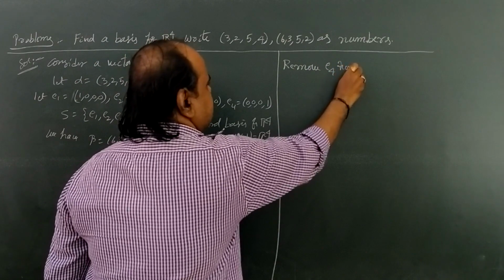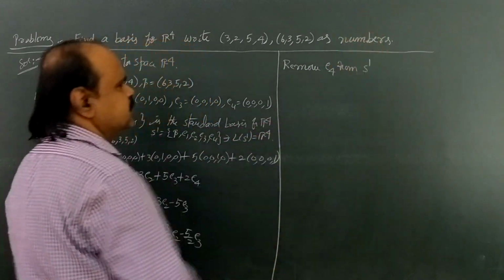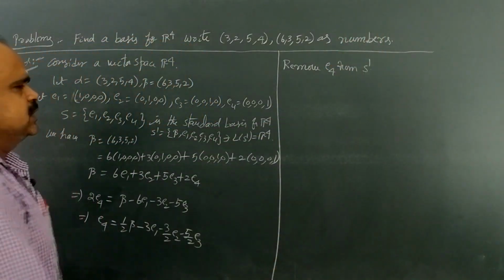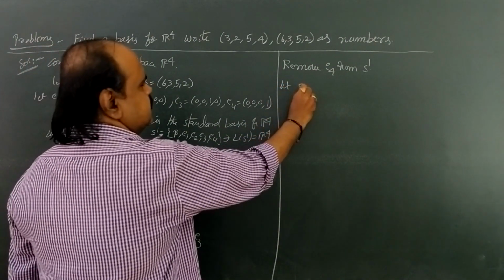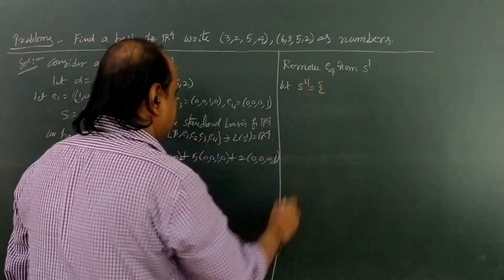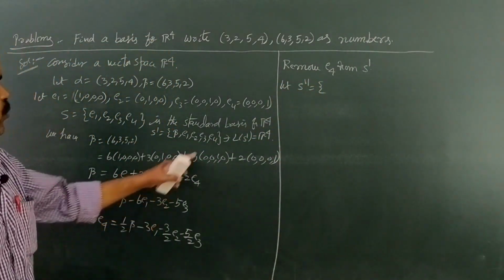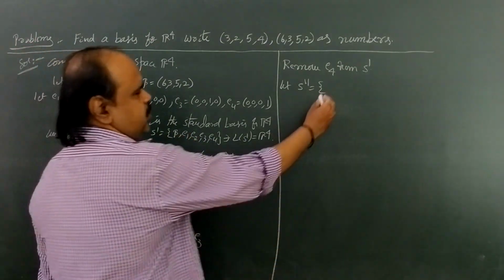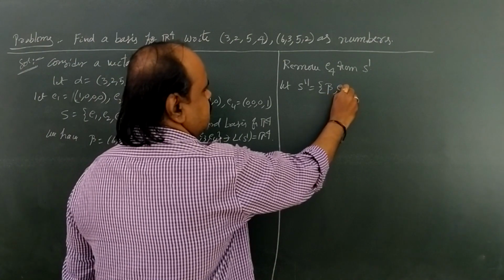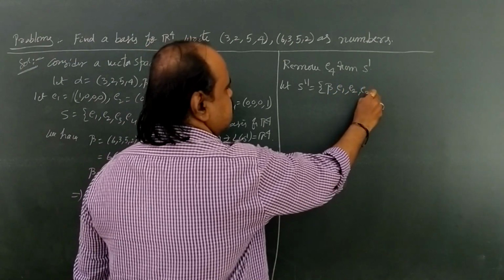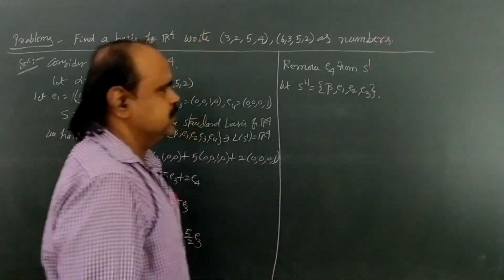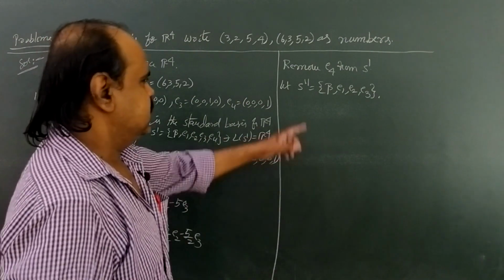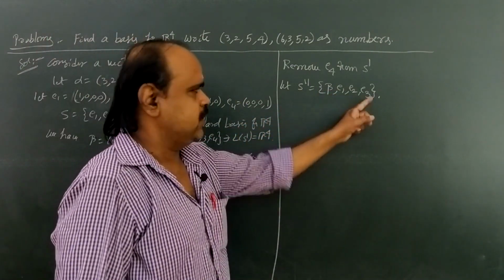Remove E4 from S dash and let S double dash equal to the remaining set. If we remove E4, then we get beta, E1, E2, E3. So S double dash equal to {beta, E1, E2, E3}. But here S double dash contains 4 vectors.